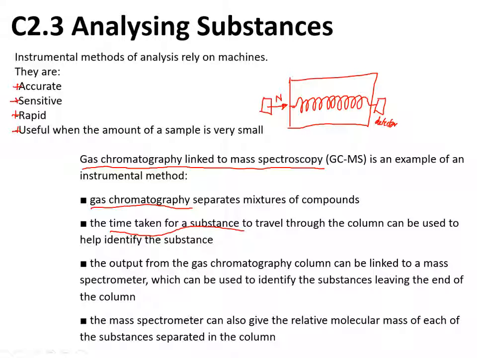The time taken for substances to travel through the column can be used to help to identify the substance. Especially if you've passed similar substances through that column before, you should be able to tell, right, well, from that time it must be similar to this thing that I've already put through this gas chromatography before.